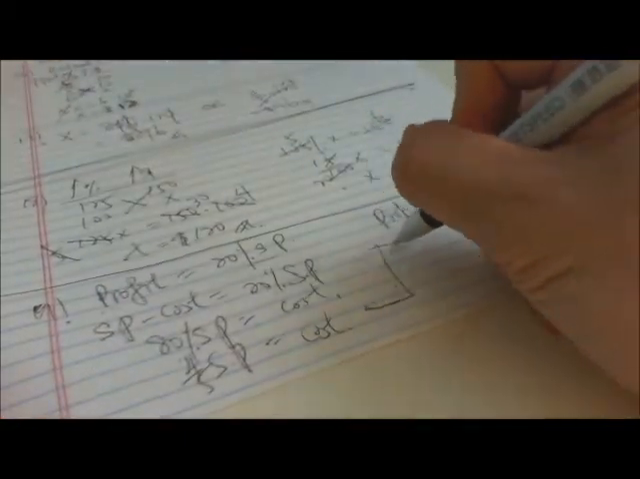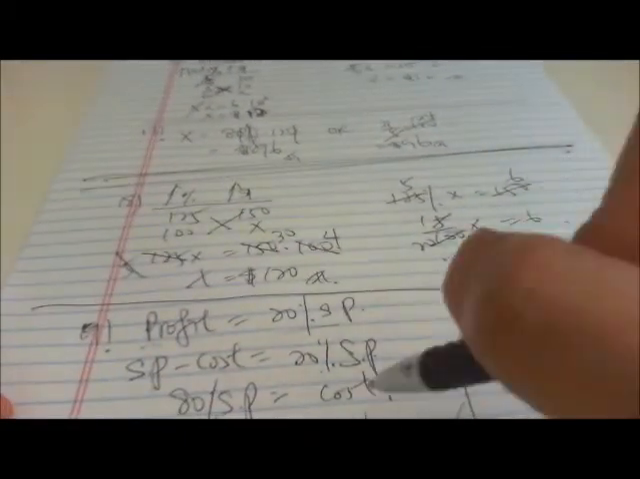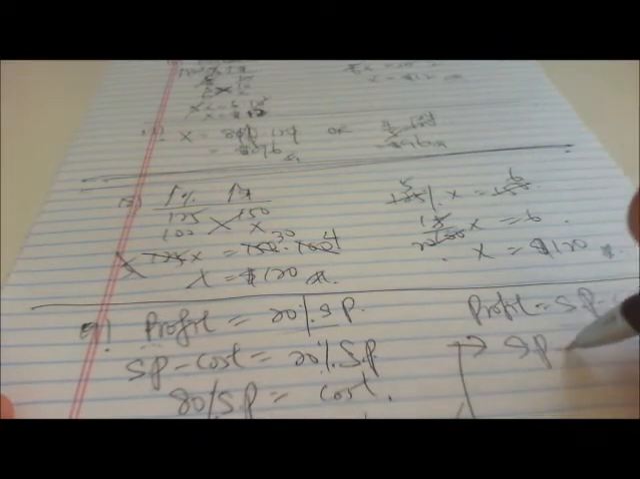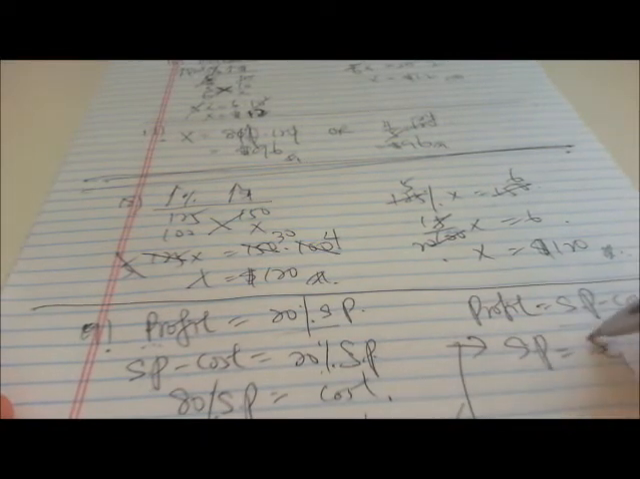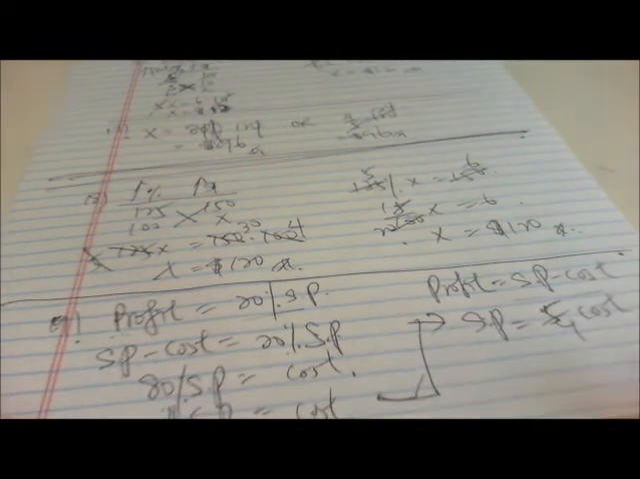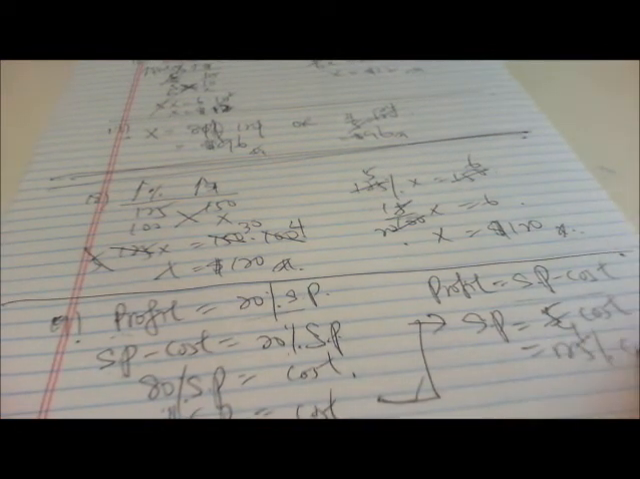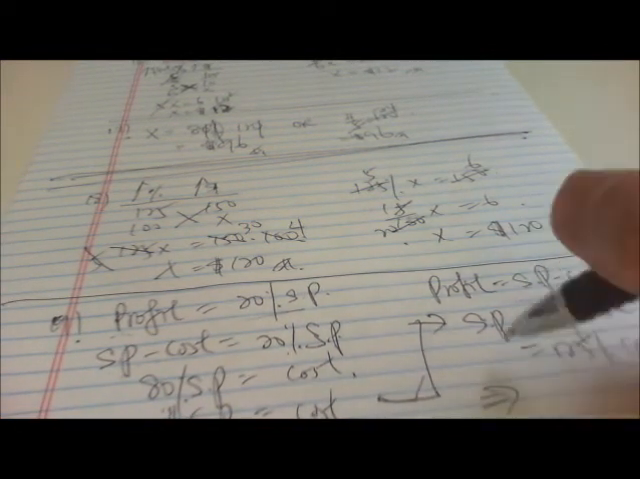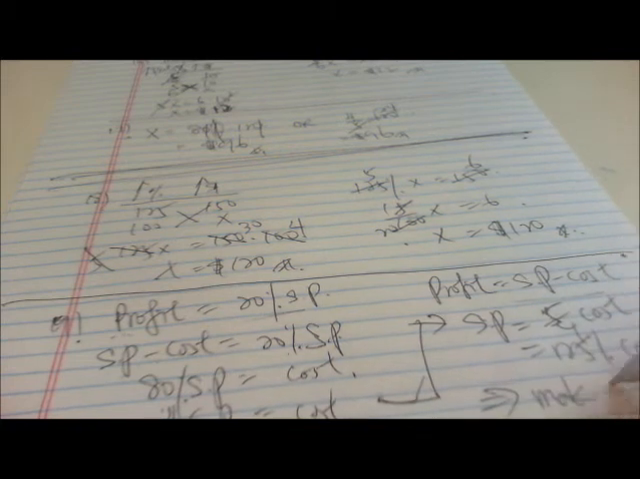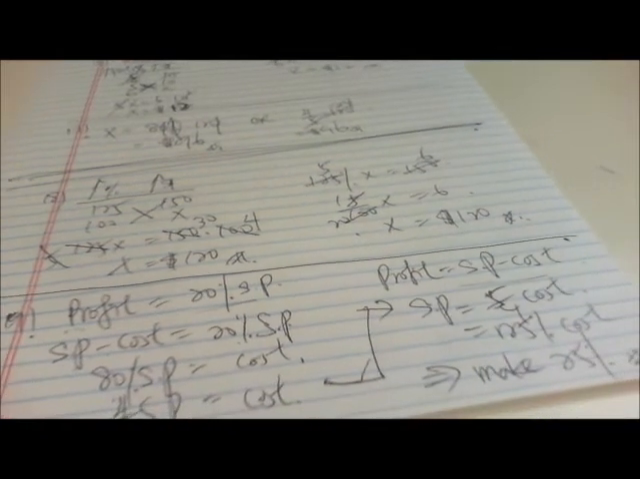You notice that I put over here, sorry, selling price is actually equal to 5/4 of the cost. 5/4 is 125% of the cost. So that means they make 25% profit of the cost.